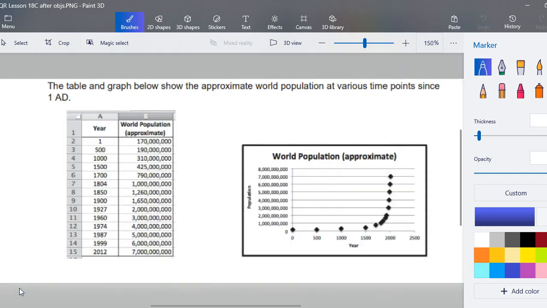So this table and graph are just past the objectives, and it mentions that they show the approximate world population at various time points since 1 AD. And you can look at this in a tabular form, or you can look at this as a graph. Question 2 asks us, which model would best fit this data? Linear, exponential, logistic, periodic, or other, and then justify your choice and think about the steps in the modeling cycle.